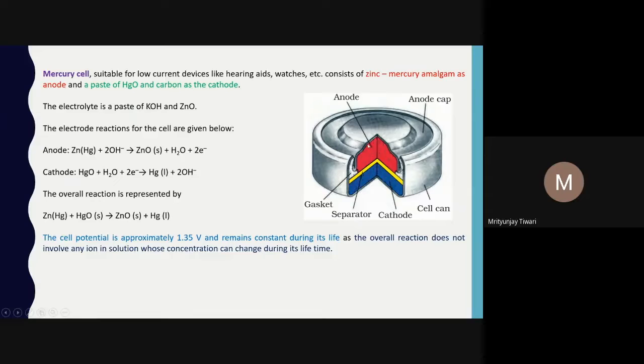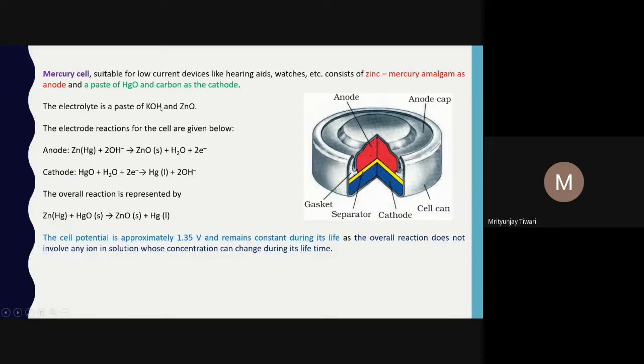This is the anode. This is the zinc mercury amalgam, and this anode cap is provided so that it is covered, and this anode is separated by a separator, and the gasket is there, and another portion is the cathode. So there are basically two compartments, and in between there is a separator, and this separator must be porous so that ions can move from this part to that part, and the cell can work.